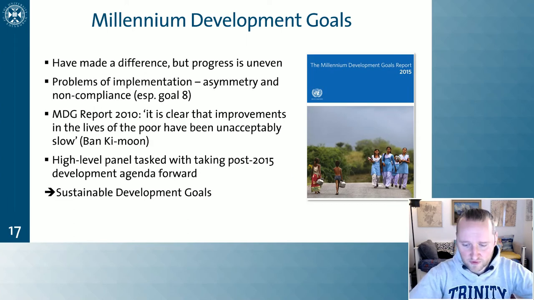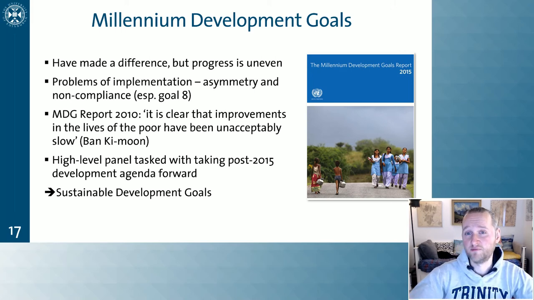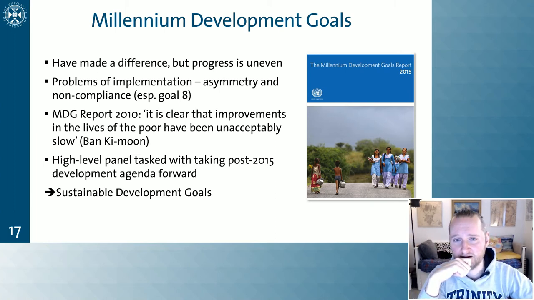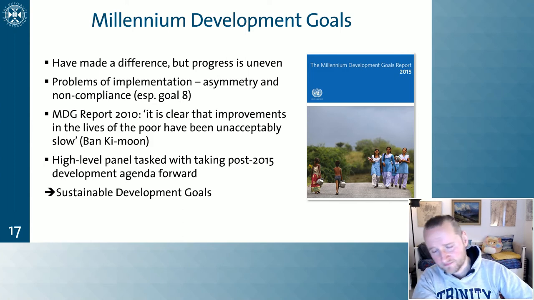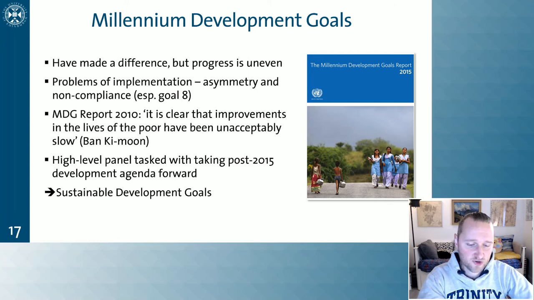Now, of course, we have to be realistic here. We have to say, yes, the MDGs definitely did make a difference. That's been proven also by social science research. But the progress was very uneven. We achieved more in some goals than in others. And we achieved more in certain areas of the world than in others. And I mean, oftentimes these were problems of implementation. States didn't always comply with the MDGs or the goals of the MDGs or the specific indicators that came with it.